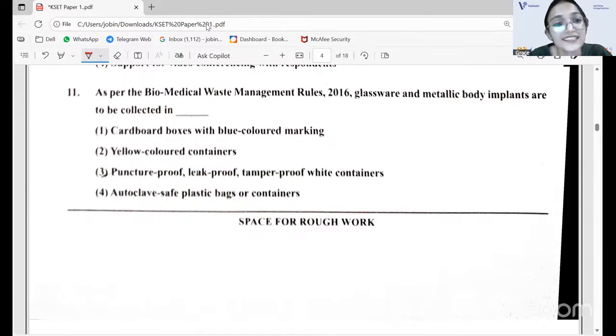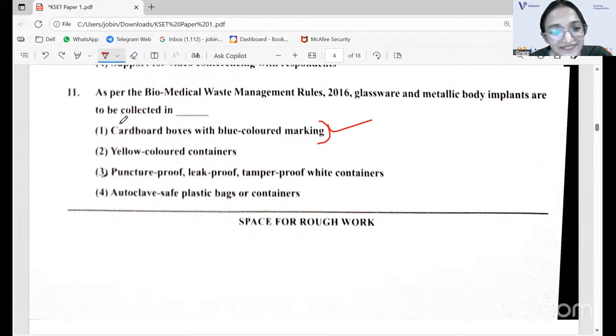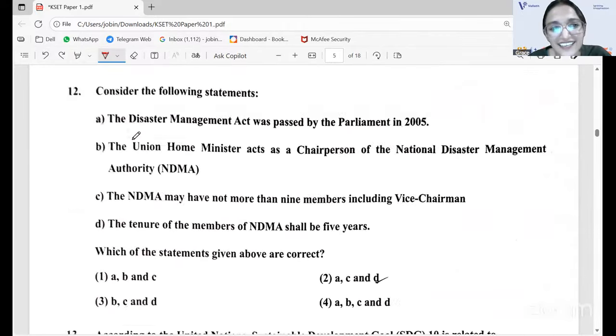So the first question is, as per the Biomedical Waste Management Rules 2016, glassware and metallic body implants are to be collected in. This is a little bit confusing. Many people have been confused with option 1 and 3, but the most appropriate answer for this question is option 1, that is cardboard boxes with blue color marking. Others are not an appropriate answer. Okay, moving to the next one.